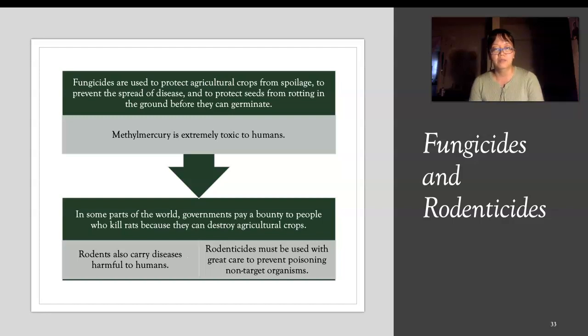In some parts of the world, governments pay something to people who kill rats because they can destroy agricultural crops. And also, some of the rodents carry diseases, they carry fleas also. So the pets don't like the fleas, as you know. So there are some chemicals just to target those rodents.